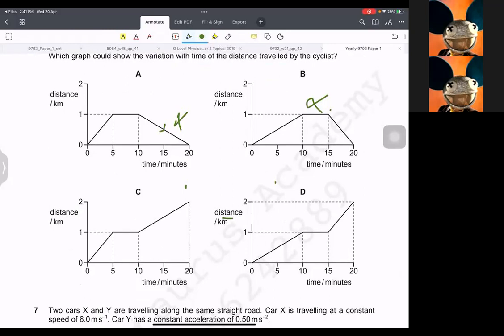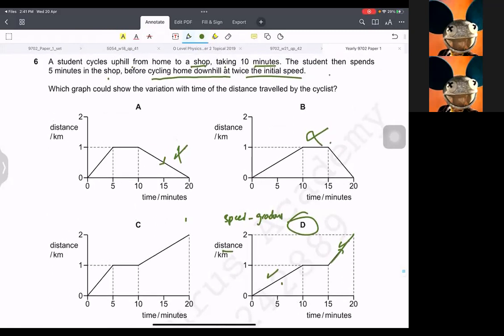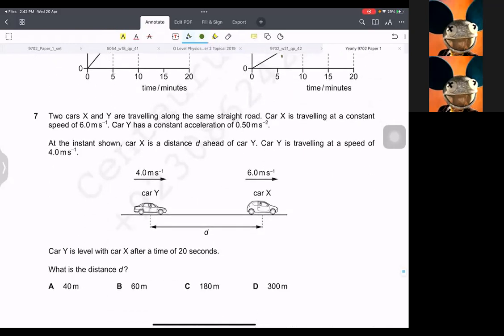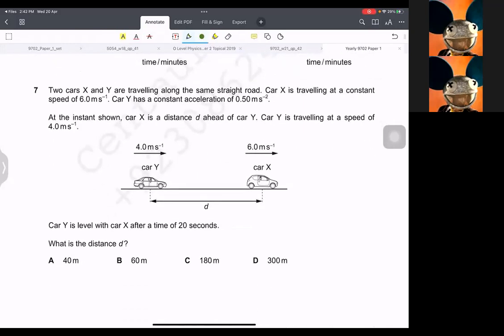So you need to remember speed or velocity is the gradient. So if his speed was less before, his gradient should be more. Gradient is less, yes. This is correct. This is correct. This is correct. Higher gradient means greater speed. So that means this is twice the initial speed. That's why. Acha, after that he says two cars X and Y traveling along a straight line.